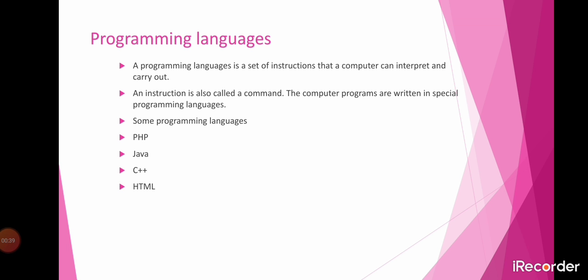A programming language is a set of instructions that a computer can interpret and carry out. We give instructions to the computer and the computer performs different tasks. We give different commands and instructions to solve different problems on the computer by programming language. An instruction is also called a command. Computer programs are written in special programming languages.